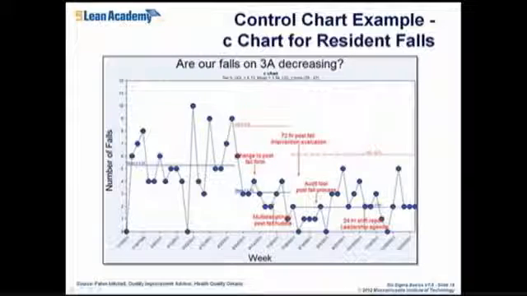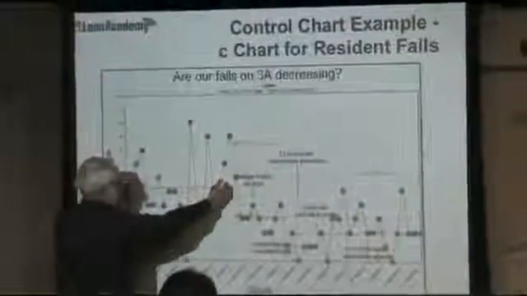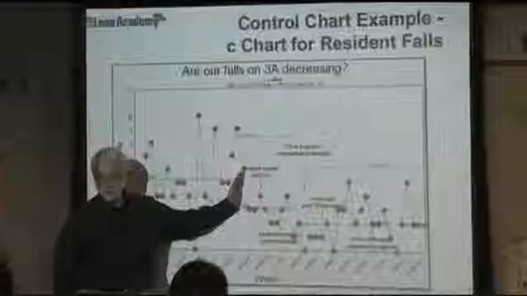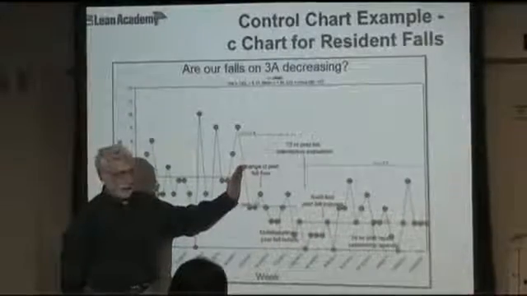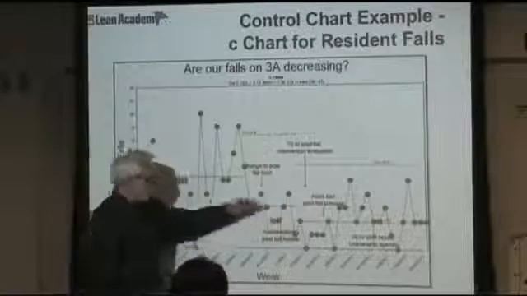Okay, here's a control chart for resident falls in a long-term care facility, and here are their 20 days, and this was their control. Now in this case, they were intervening to try to reduce patient falls. So this is not just doing nothing. They're doing a bunch of interventions, and these are different interventions.